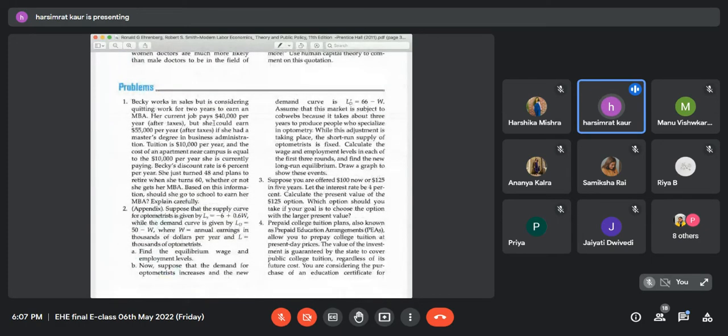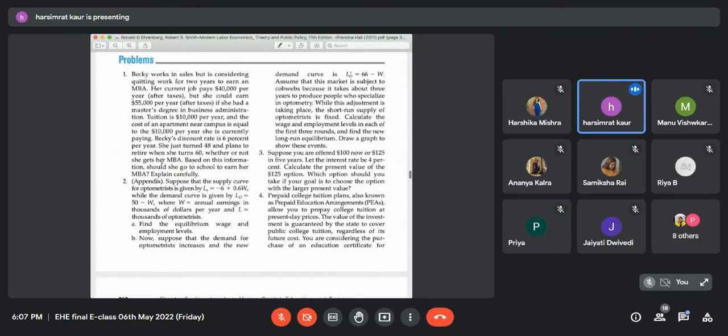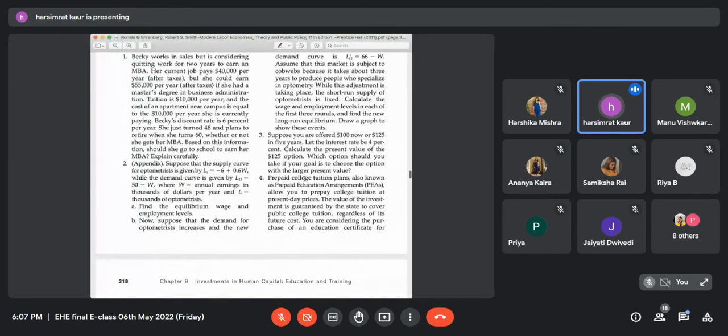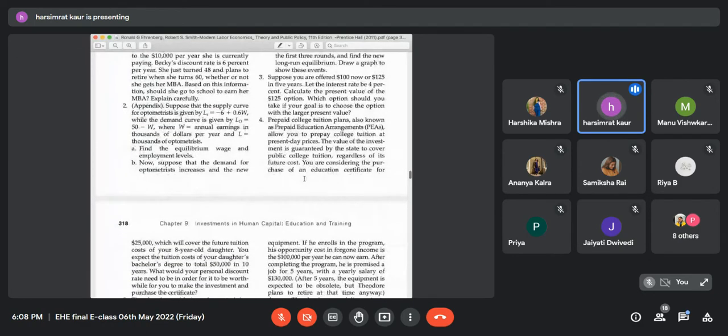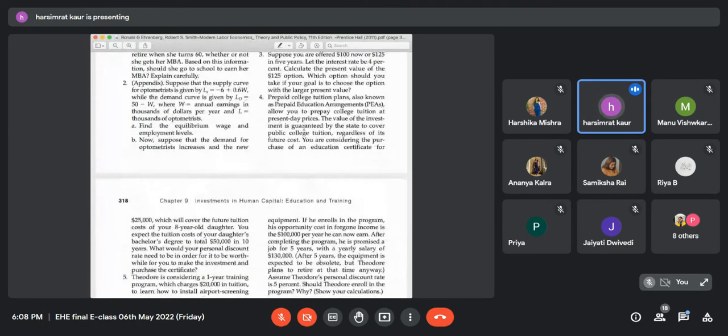Yes. So guys, these were the problems where we found the net present value of undertaking a particular job or education or not. This was an appendix question of your cobweb model, question number 2. Question number 3 again looks into the net present value of the two investments that I have. Then question 4 is about calculating the internal rate of return.